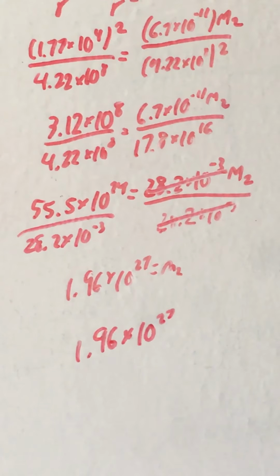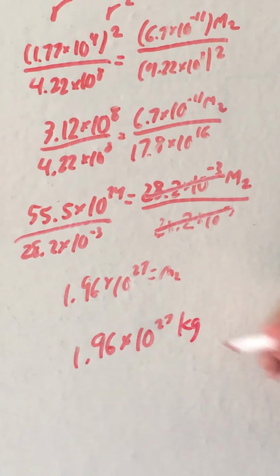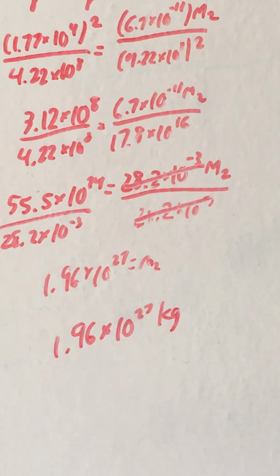So, the mass of Jupiter is approximately 1.96 times 10 to the 27th kilograms.